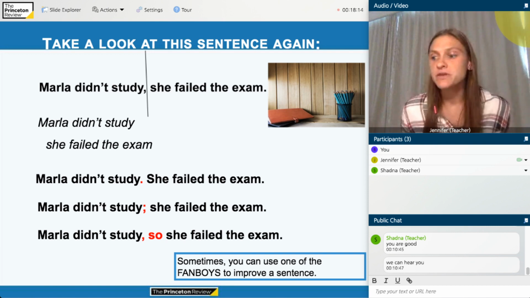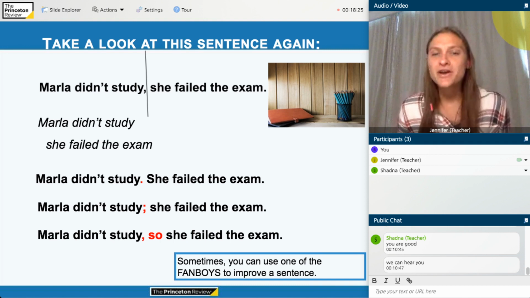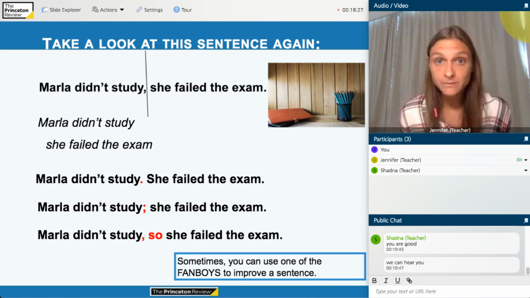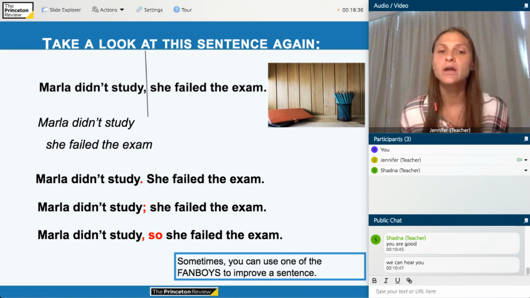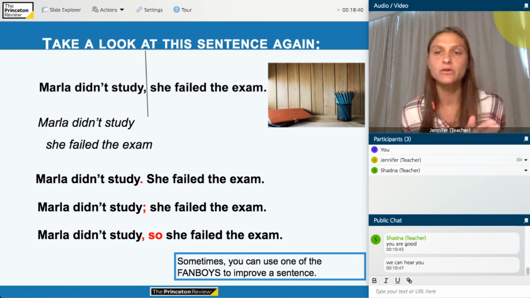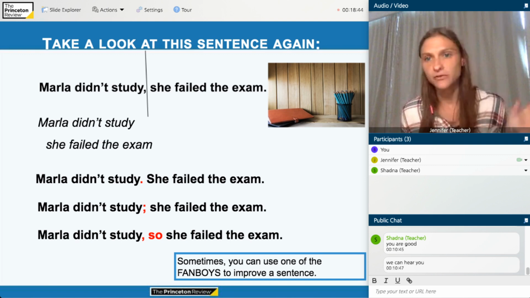Or you could even use, if you wanted to use a colon or a dash here, you could say Marla didn't study, dash, she failed the exam. And colons and dashes are very interesting. They're very often misused, but one thing to keep in mind is that whatever comes before a colon or a dash in all of your writing, whether it's in this type of sentence or another, it has to be a complete sentence. So you need to have a complete sentence and then a colon or dash. And then what comes after can be complete or incomplete. That's a whole other thing to get into.